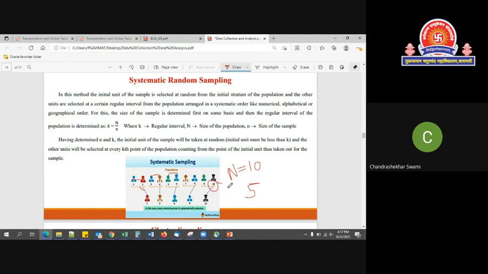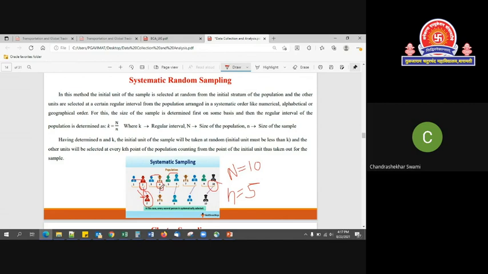Suppose I want to draw small n equal to five elements to be selected in my sample. Then from the first group, I select one person randomly. In the first group, how many persons are there? One and two. From one and two, suppose I select the second person as a random sample. So the second person is selected. Then from the remaining groups, I select in the same way.